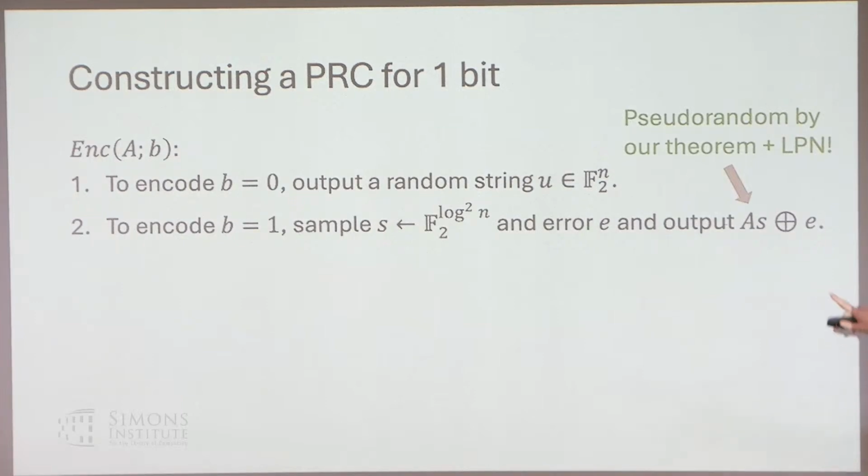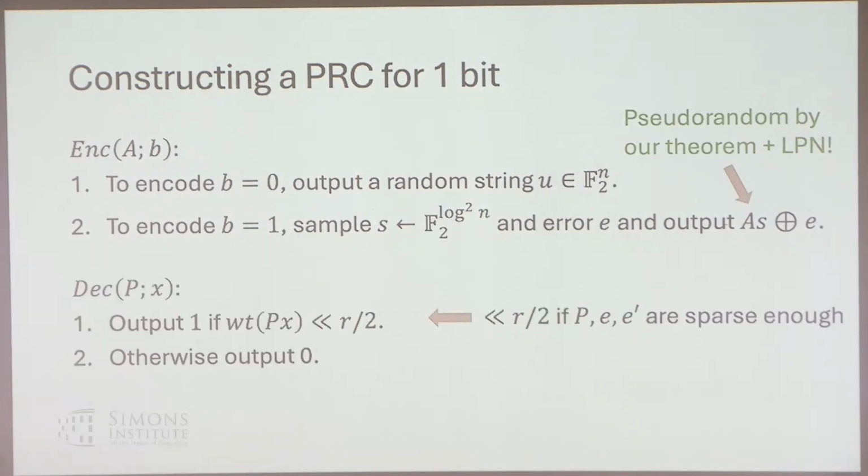And maybe I'll also point out the reason why we also get a public key PRC is because here you might notice encoding only requires A, and because LPN says that you can publish A and still have pseudorandomness. This is also a public key PRC. Of course, the decoding algorithm needs to know the trapdoor P.